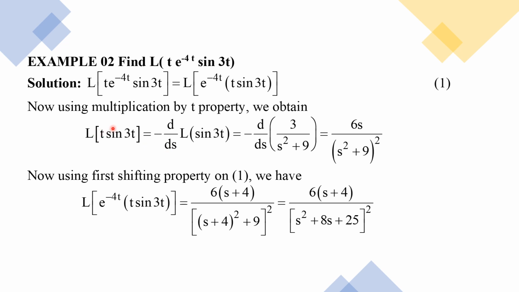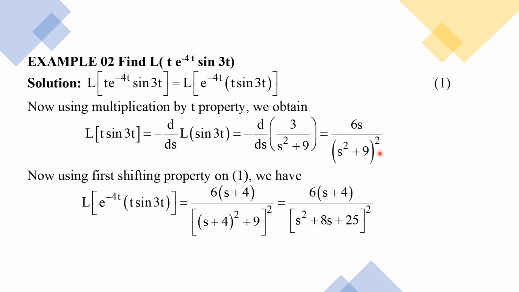Here n is 1, so (-1)^1 times d/ds of the Laplace of sin 3t. Laplace of sin 3t is equal to 3 over s² plus 9, by the formula a over s² plus a² for sin at. So by taking the derivative, it becomes minus 1 times the derivative of the base, 2s, so it becomes 6s over (s² plus 9) whole squared.